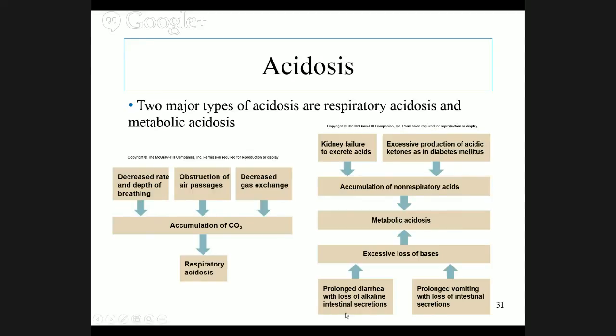There's also prolonged diarrhea with loss of alkaline intestinal secretions, or prolonged vomiting with loss of intestinal secretions, which will raise the level of acid in your system, and that can lead to an excess loss of bases and metabolic acidosis. The balance is upset in favor of too much acid: low pH, high hydrogen ion concentration.